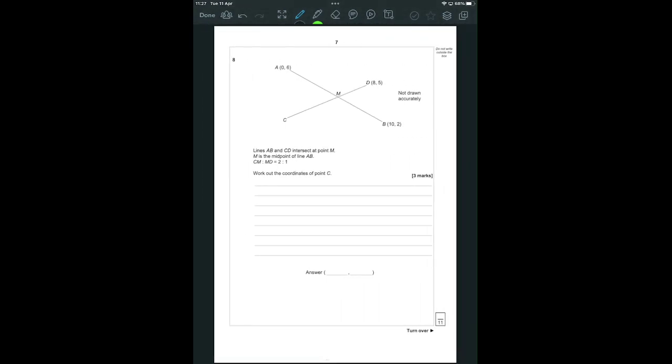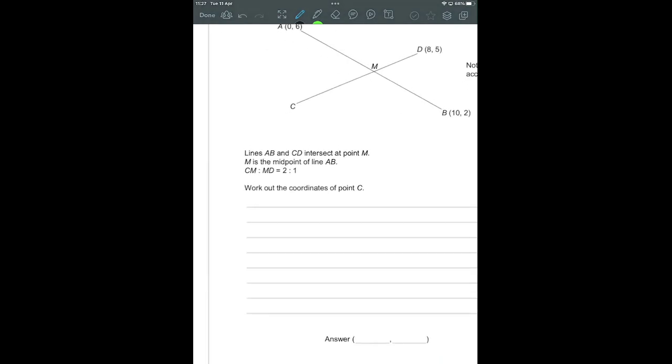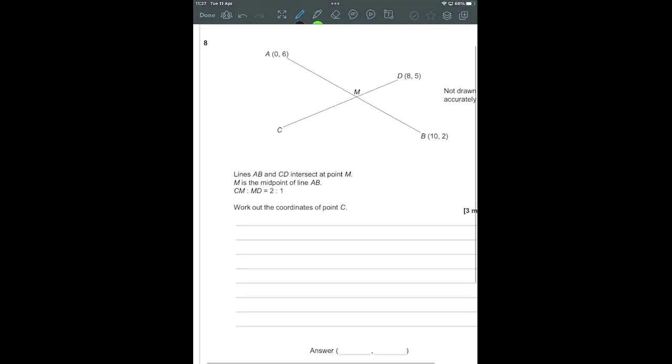Question 8. We have two lines, AB and CD, that intersect at M. M is the midpoint of AB. Well, that'll tell us exactly what the coordinates of M are. And we've been told some ratio between CM and MD, and we want to find C. Okay, well, let's use that first thing we noticed first, that M is a midpoint.